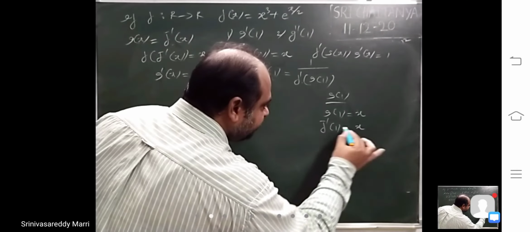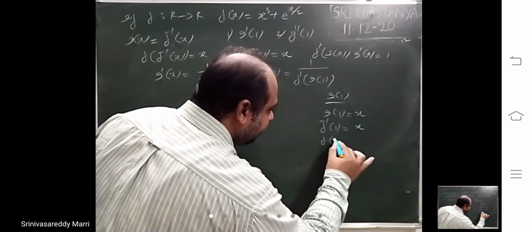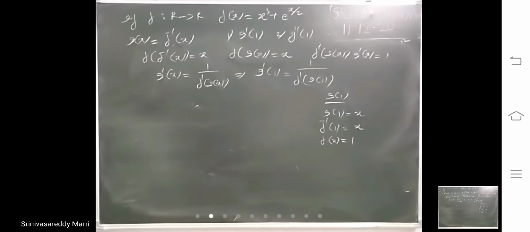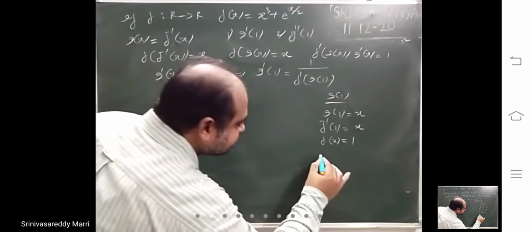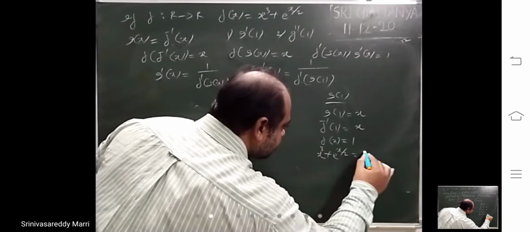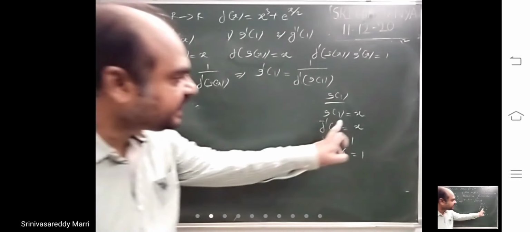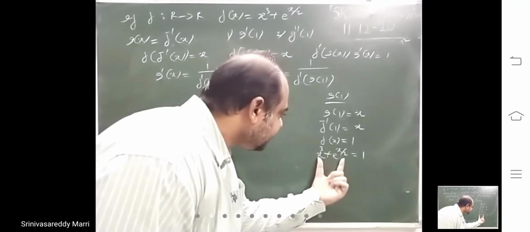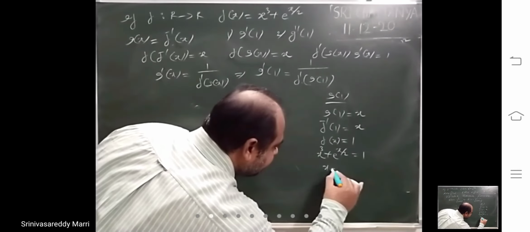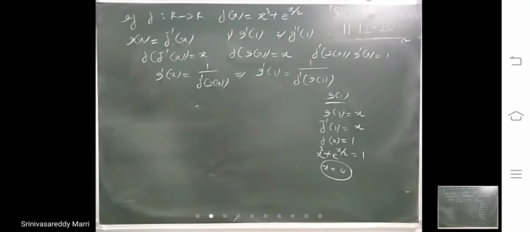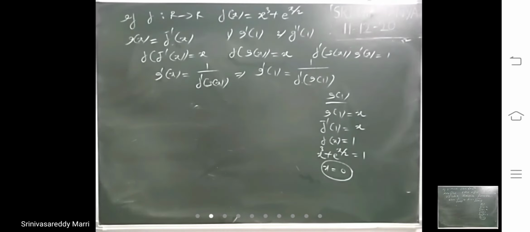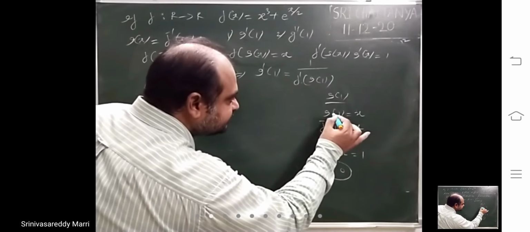That means if you bring this side, f of x is 1. F of x is x cube plus e power x by 2, equal to 1. What you have to calculate is x, such that x cube plus e power x by 2 equals 1. By trial and error, you can easily say x equals 0. If you substitute x equal to 0, this is 0 and e power 0 is 1. So x is g of 1.